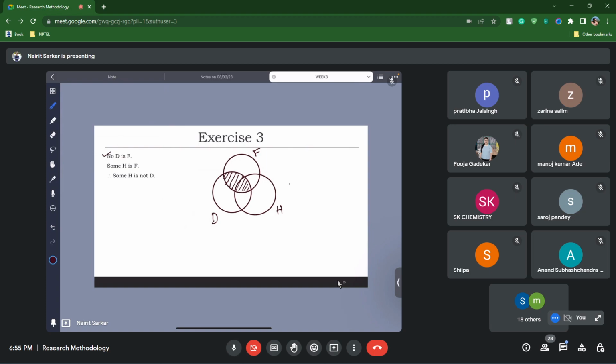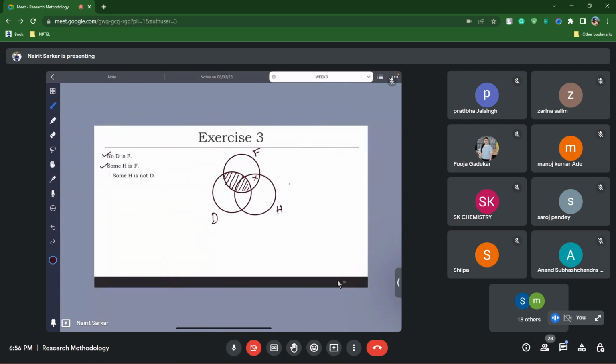Then the second one is some H is F. So there is at least one H which is F, so we can put X here in between or here also. But from the rule we already know that we don't put X in the shaded areas, because shaded area means empty. Empty areas cannot have at least one, right? So we put the X only in the area which is not shaded.